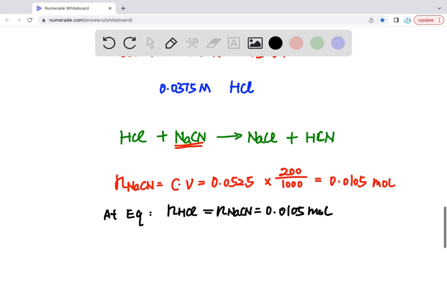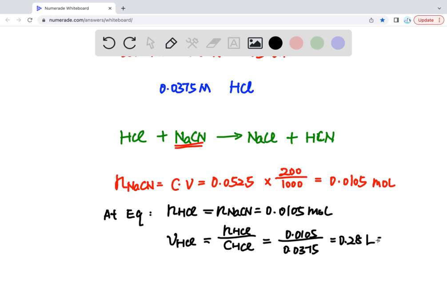So in this case, we can calculate the volume of the HCl that is added into the initial solution. So it's moles of the HCl over the concentration of the HCl. So it's 0.0105 over, in this case, the concentration is 0.0375. So that's about 0.28 liter. So it's about 280 milliliters.